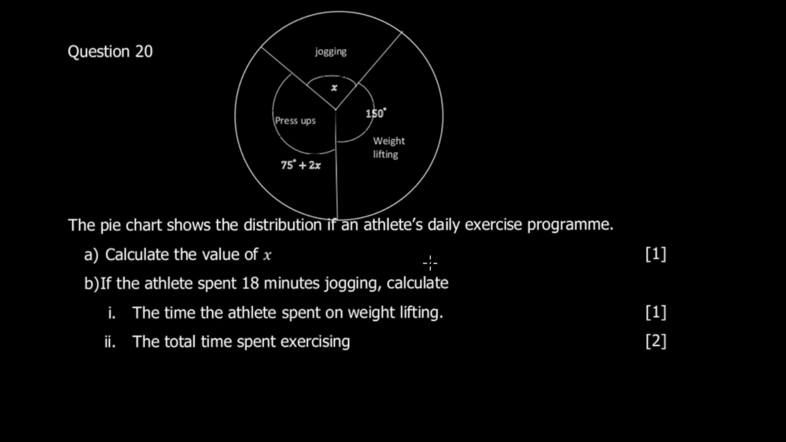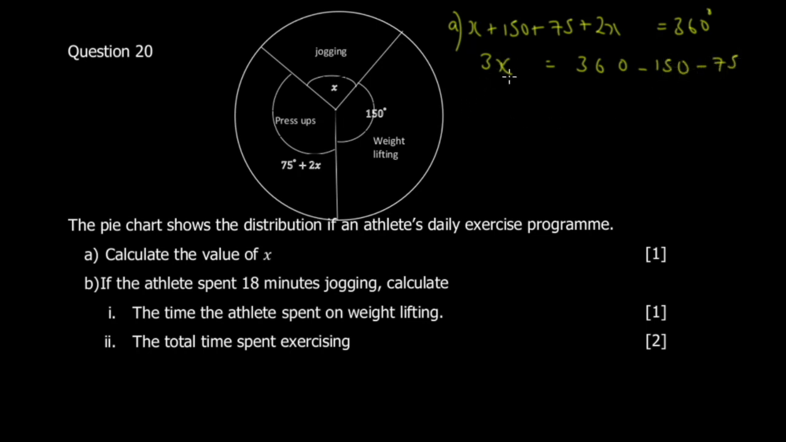Question 20 says the pie chart shows the distribution of an athlete's daily exercise program. Okay, so calculate the value of x. So here, this is a pie chart, and in a pie chart, all the entries add up to 360. So it would be x here plus 150 plus 75 plus 2x. Okay, so this and this and this should be equal to 360, like this. So here you get 3x equal to 360 minus 150 minus 75.